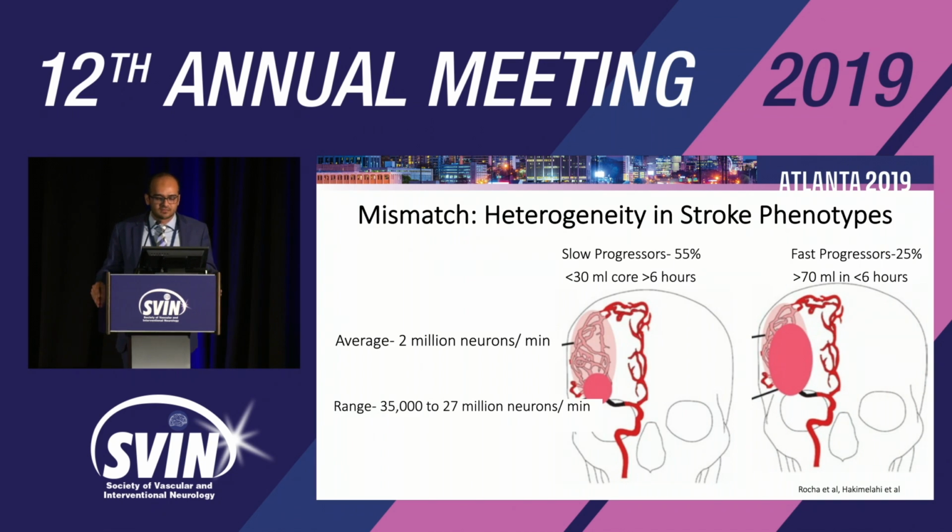We started to realize that there are several stroke phenotypes, but two distinct forms exist, slow progressors and fast progressors. Slow progressors are those LVO strokes which have a small core despite long-standing occlusion, that is beyond 6 hours. And fast progressors are those LVO strokes where within a few hours, the core becomes very big. We know that 2 million neurons are lost per minute during an LVO stroke, but this is an average, and the range actually is pretty large, from less than 35,000 neurons per minute to more than 27 million neurons per minute.